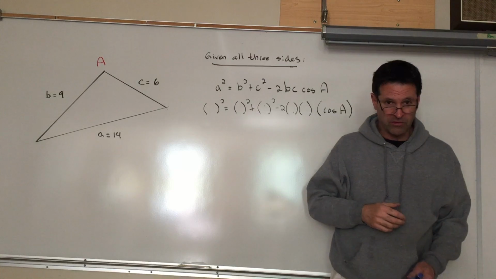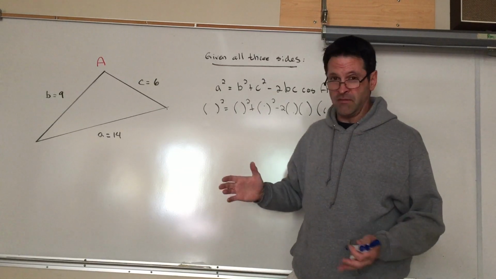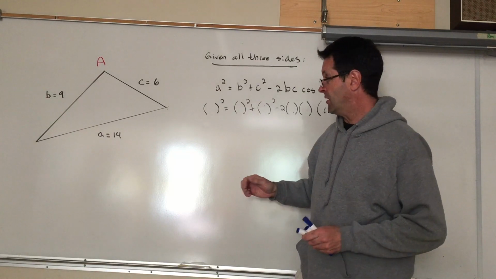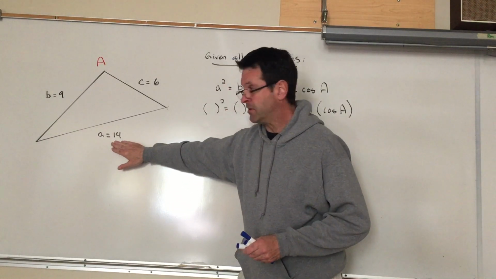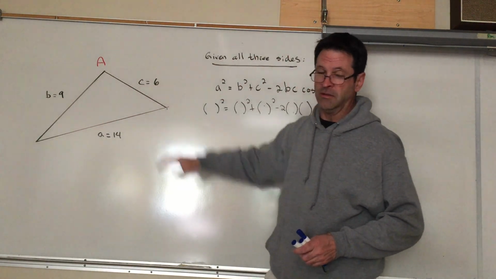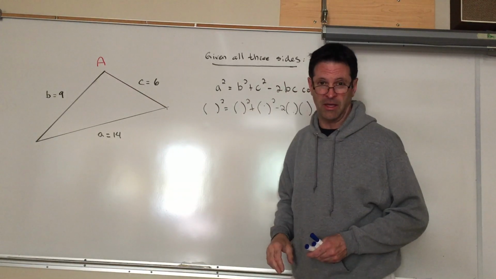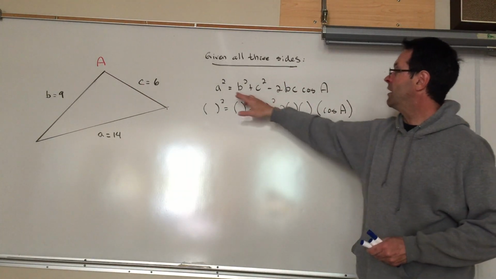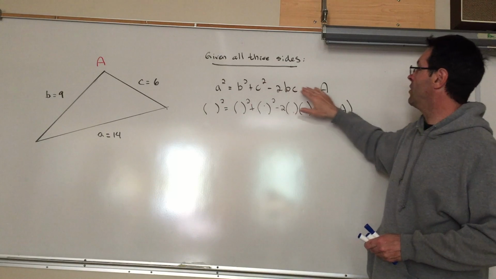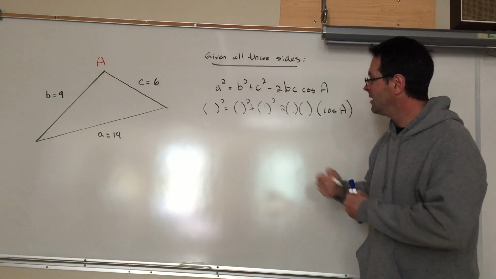Another time you can use the cosine law is if you're given all three sides. We're not given any angles, but we're given all three sides here. Side length little a is 14, side length little b is 9, side length little c is 6. Well, I can find angle A using this formula. If I have little a on one side, I'll have cosine A on the other side. Fill the numbers in here.